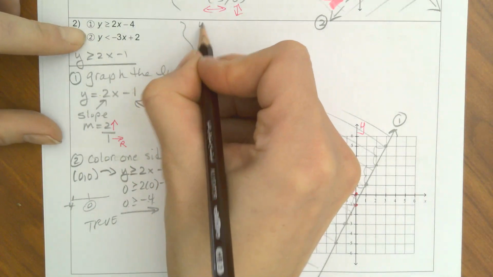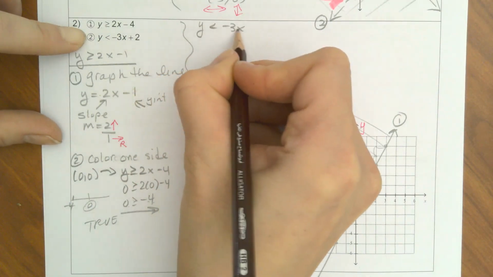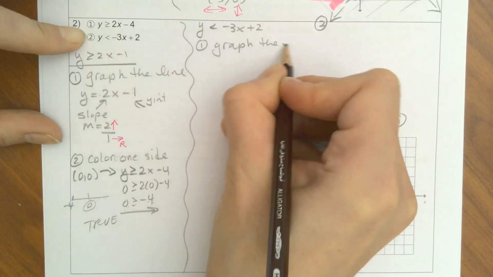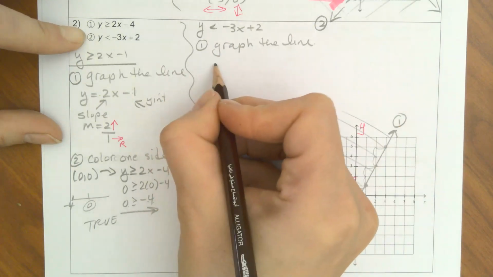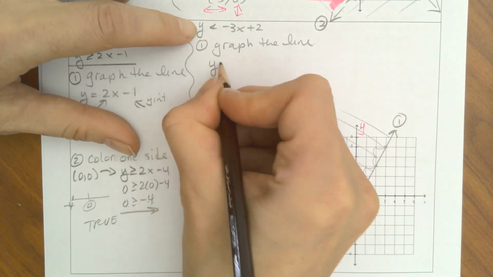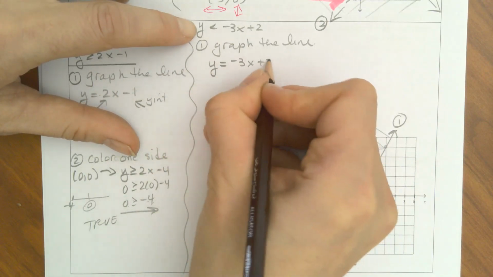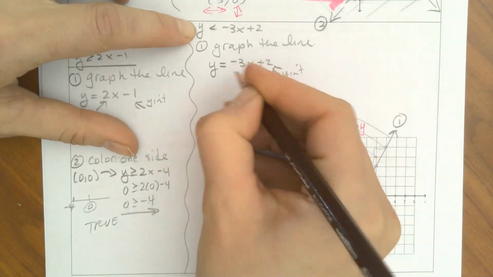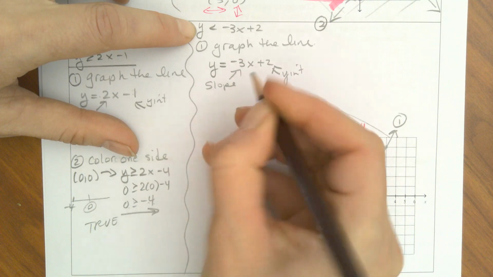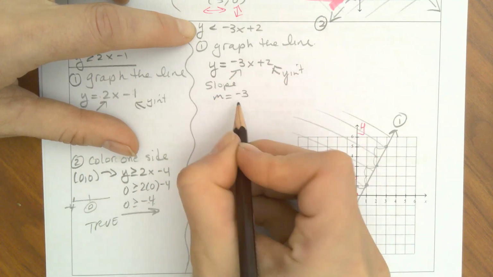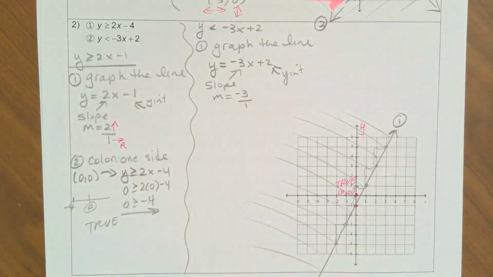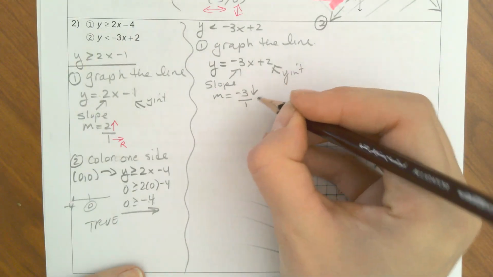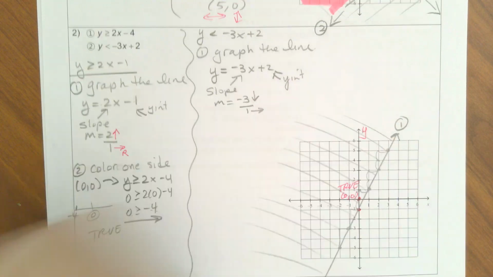inequality number 2. First we're going to graph the line. Let's make it a line and change it to an equal sign. So the 2 is our y-intercept, the 3 is our slope. So slope equals -3. Put it over 1 to make it a fraction. Because this is a negative, it makes this go down, and this is a positive, it goes right.